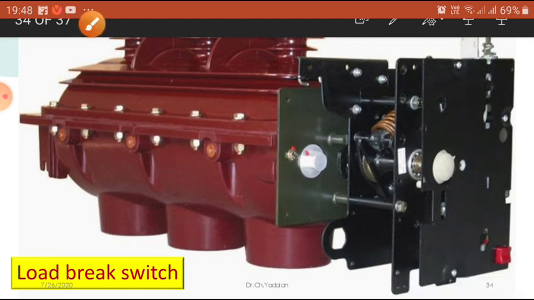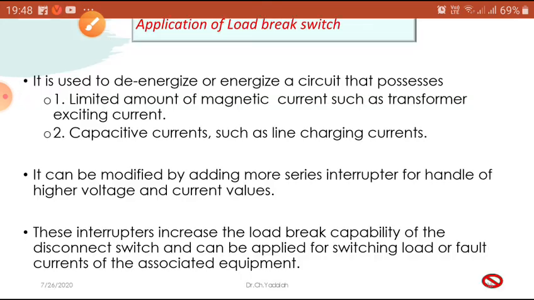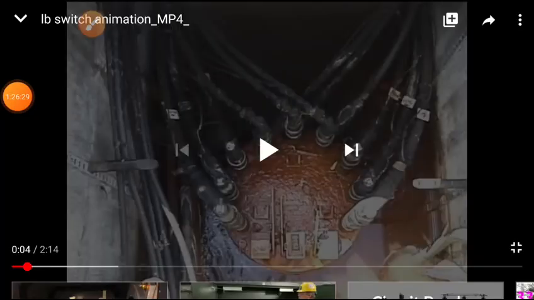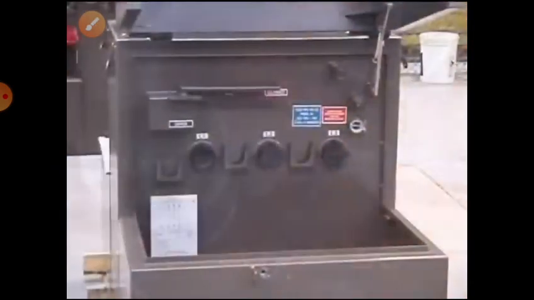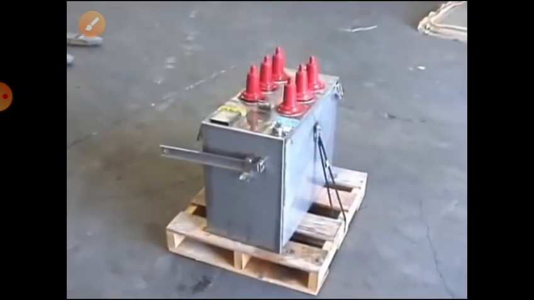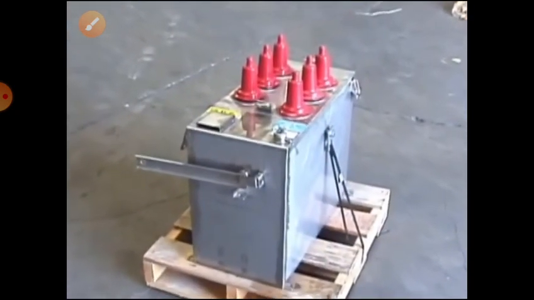Now let us see some videos regarding this. You can see how this load break switch works in the electrical field. Assemblies are contained in fully welded, hermetically sealed enclosures for environmental isolation. They are available in either painted carbon steel or stainless steel tanks with liquid or gas insulation for compact size.